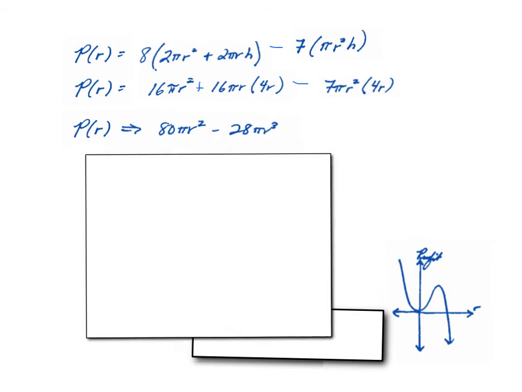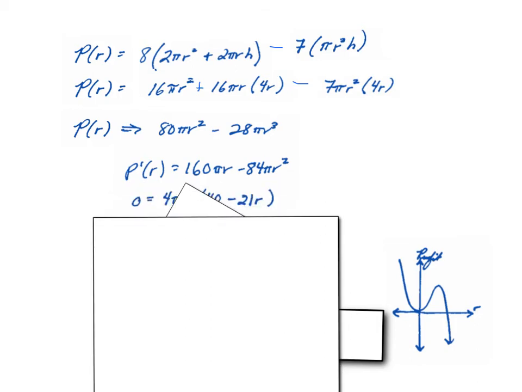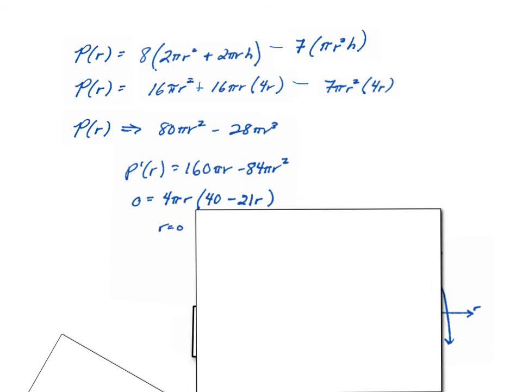So I take the derivative. It's an easy derivative, power rule. 160 pi r minus 84 pi r squared. That's p prime. And setting that equal to 0, I get 4 pi r times the quantity 40 minus 21r. So there's the 0 factor coming in. That one's really straightforward, right? R equals 0 is a critical number.